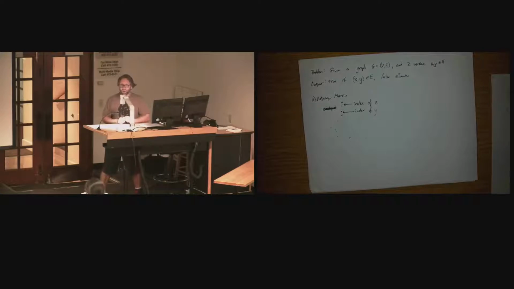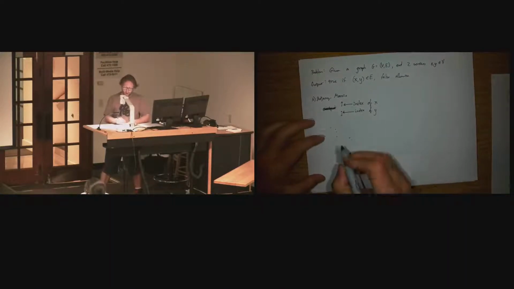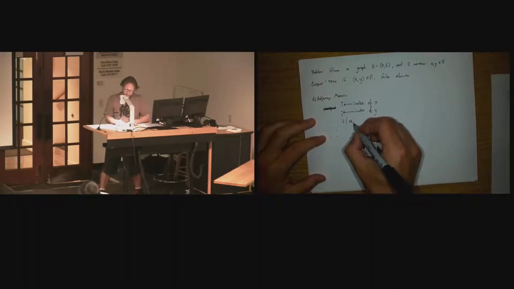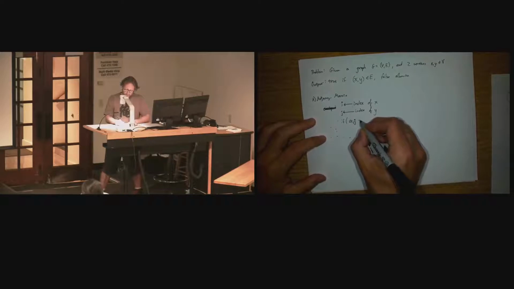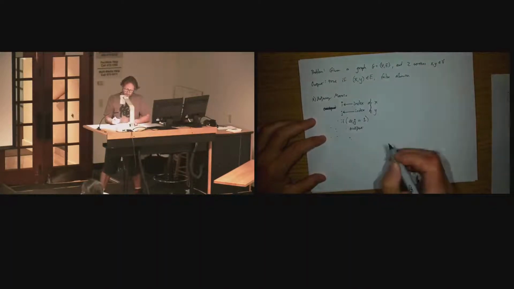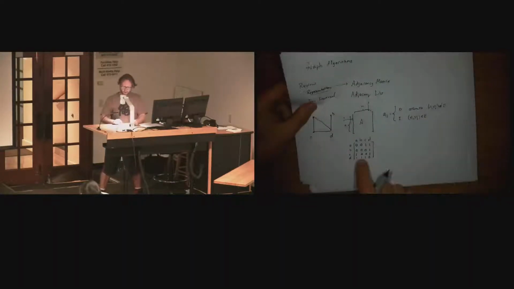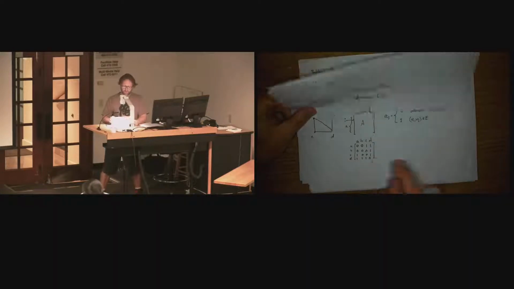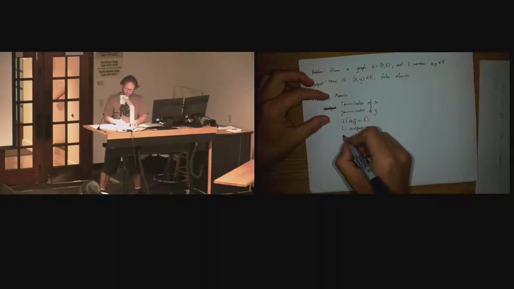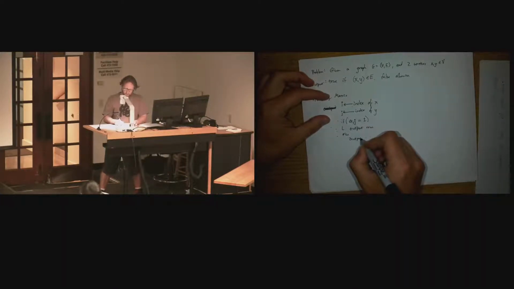There's a reason for that, because those correspond to indices. And then all we're going to do is, if A sub ij is equal to 1, output what? If it's equal to 1, what does that indicate? Is A connected to C? Yes. So output true. Else, output false.